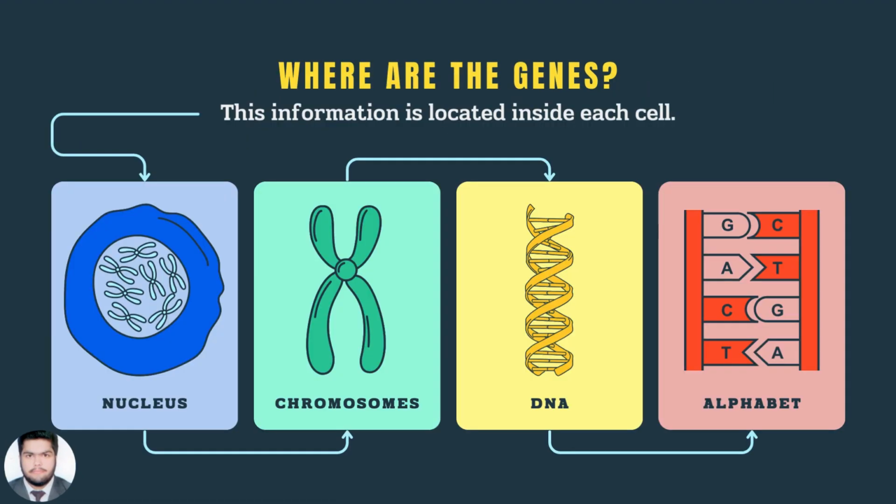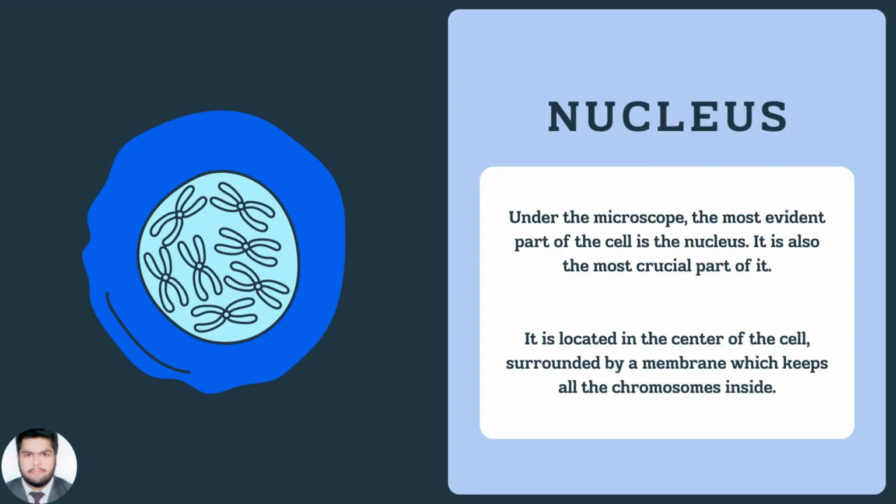Point 2. Where are the genes? This information is located inside each cell. Part 1, nucleus. Part 2, chromosomes. Part 3, DNA. Part 4, alphabets.